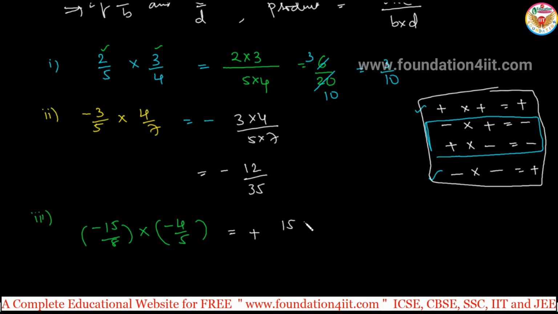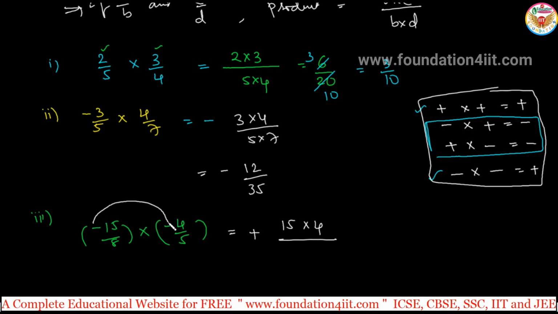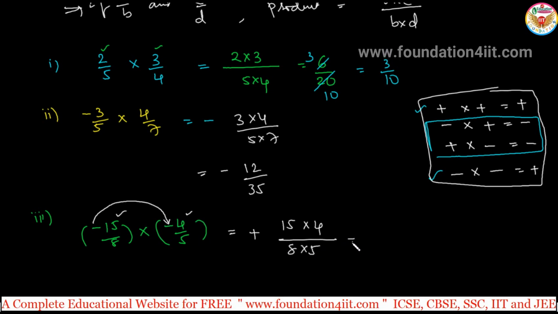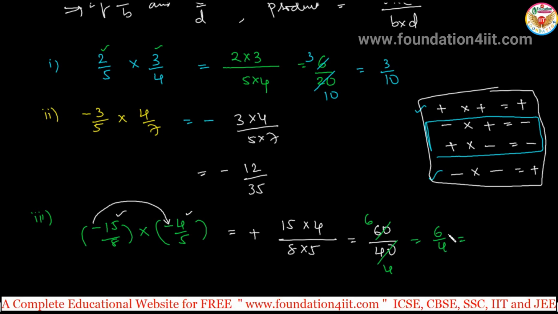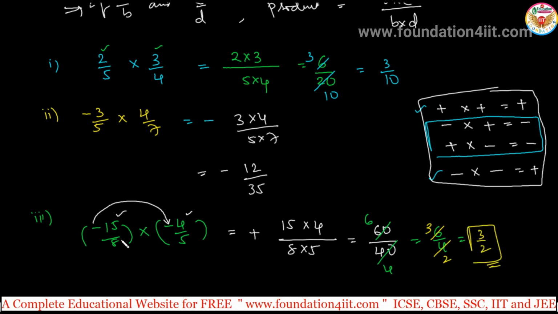And the numerators are 15 and 4. Don't take again minus 15 and minus 4, because I already multiplied the sign. Minus into minus is plus. Now 15 into 4 numerators, 8 into 5 denominator. 15 into 4 is 60, 8 into 5 is 40. So both we can cancel with the 10 table directly. 10 6s are 60, 10 4s are 40. 6 divided by 4, again with the 2 table, right? 2 3s are 6, 2 2s are 4. So 3 by 2 is the standard form. 3 by 2 is the answer of minus 15 by 8 into minus 4 by 5.